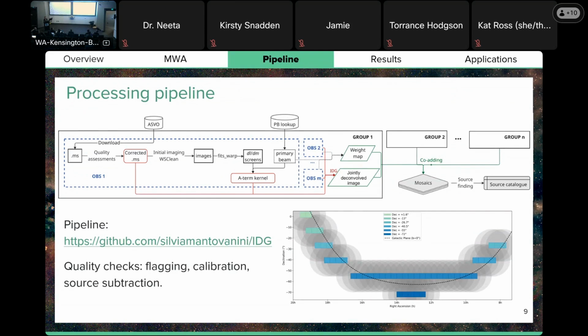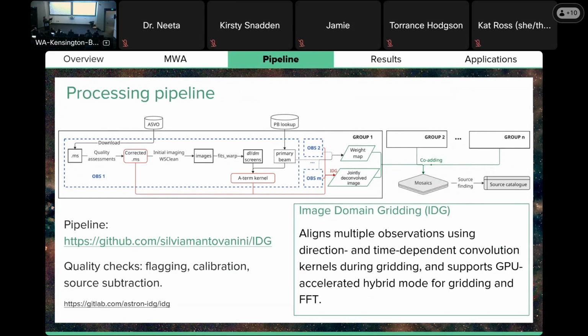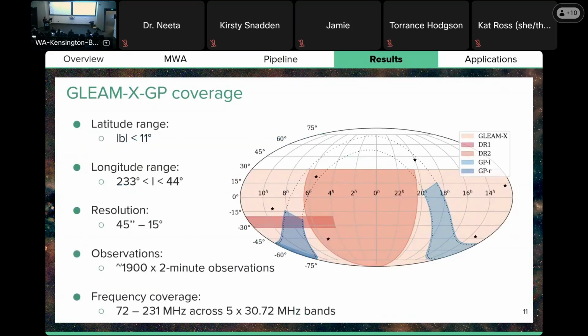For this, we used the image domain gridding implementation in WSClean. IDG is quite useful because it enables us to correct for direction-dependent effects, such as the ionosphere and the different beam responses over the array. And this allows us to combine observations that were taken at different times with different array configurations. The result is shown in blue here in the plot.